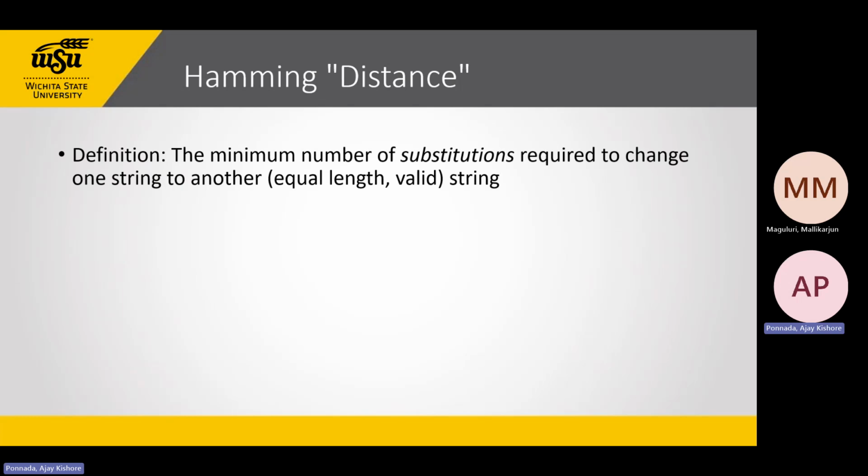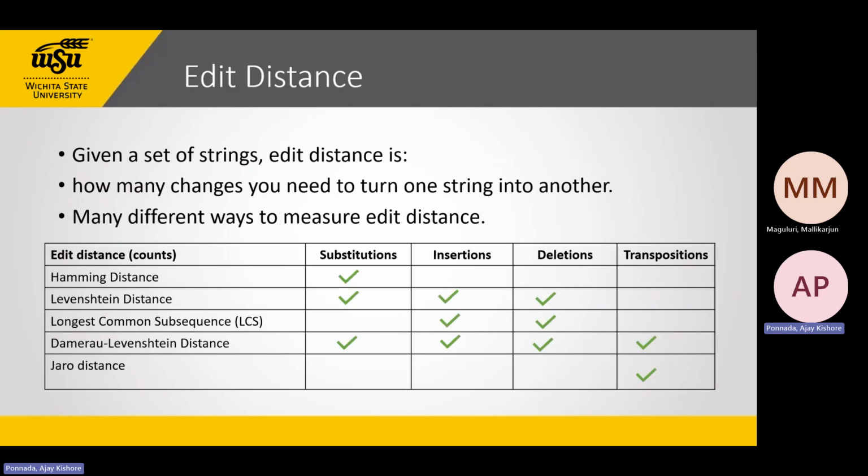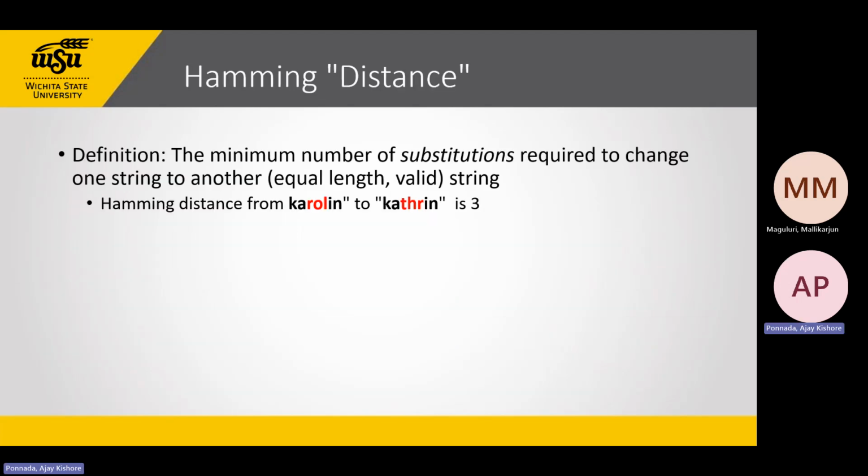Let's see what Hamming distance is. There are two names here, Caroline and Catherine. What Hamming distance can do is just substitute. So in place of R, we'll substitute E. In place of O, we'll substitute H. In place of L, we'll substitute R. So we have performed three different operations here. So the Hamming distance is 3. It can just substitute. It can't insert or delete.